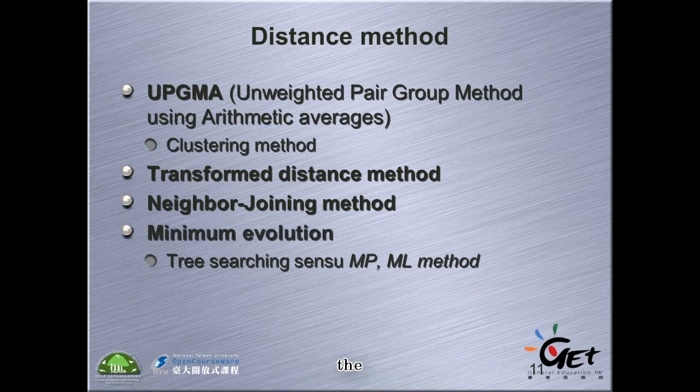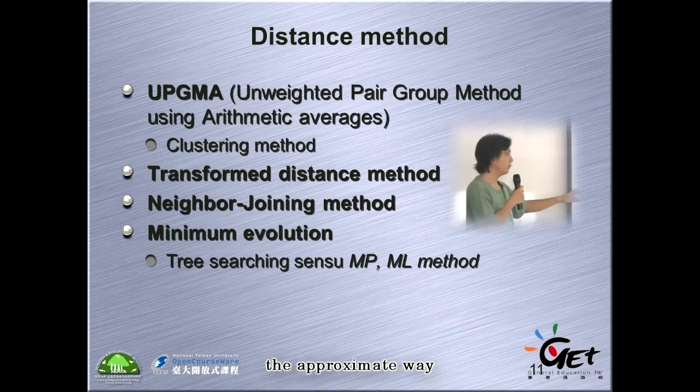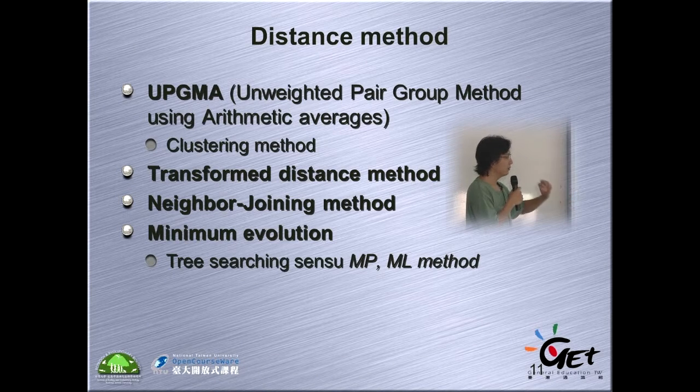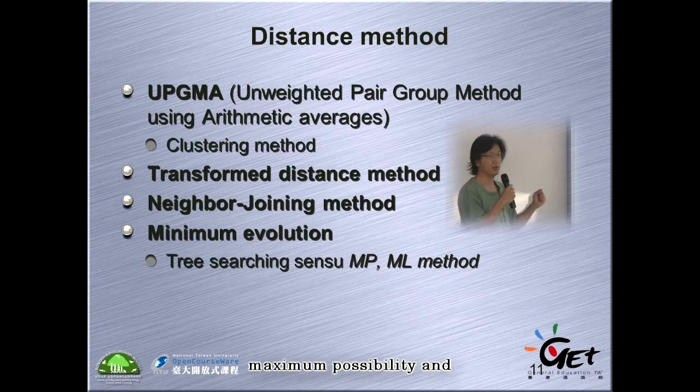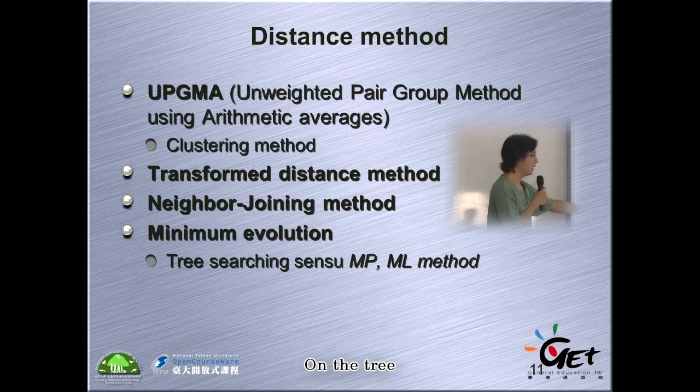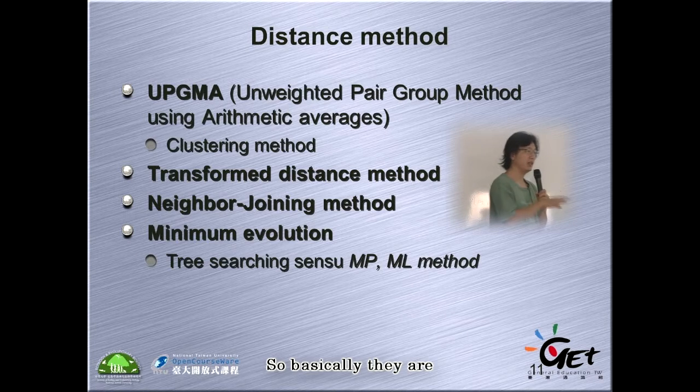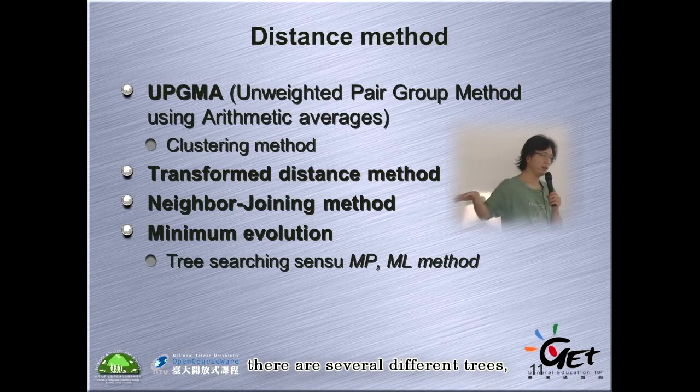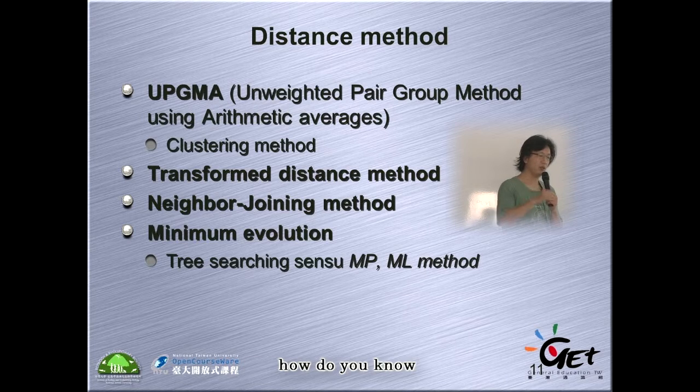And minimum evolution is an approximate way of estimating the best tree, very similar to maximum parsimony and maximum likelihood in the tree searching process. Basically, they are searching among several different trees, like 100 trees, and how do you know which one is the best? So they calculate the sum of the distances on each of the trees, compare the whole group of trees, and then decide which one is the best. That's called the minimum evolution.